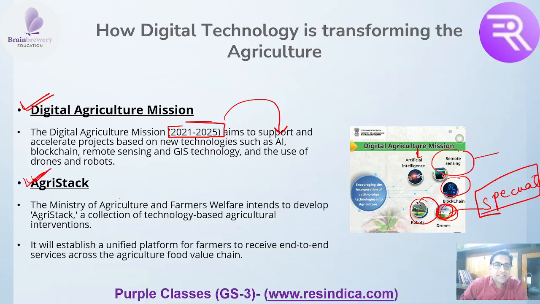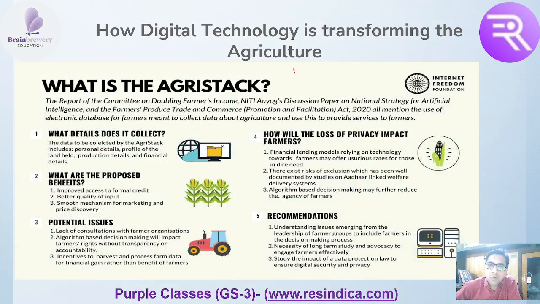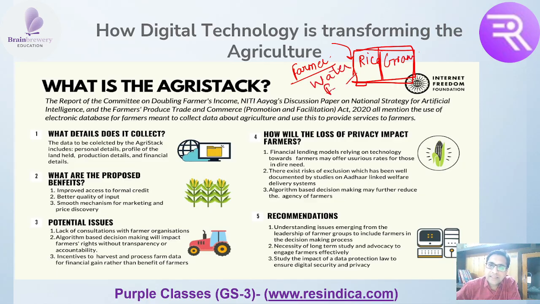AgriStack is a collection of technology-based agriculture interventions. That means it is going to be a unified platform for farmers to receive end-to-end services, right? I just wanted to tell you one thing about what AgriStack is. If you are a farmer and you have a certain amount of land, last year you put rice over here, and in half the field you put rice, and in the other half you put some kind of, what we call, gram. Then what type of water, how much fertilizer, what type of seed you have utilized over there.